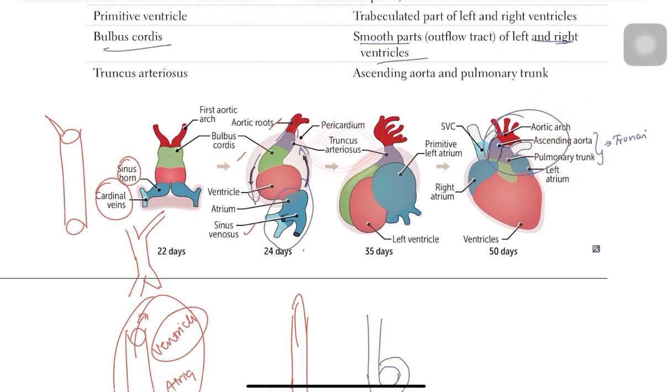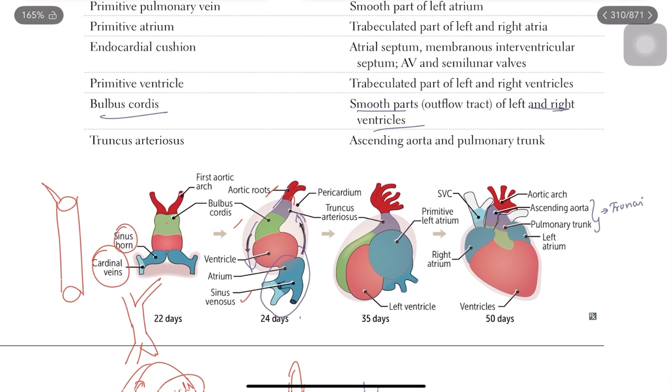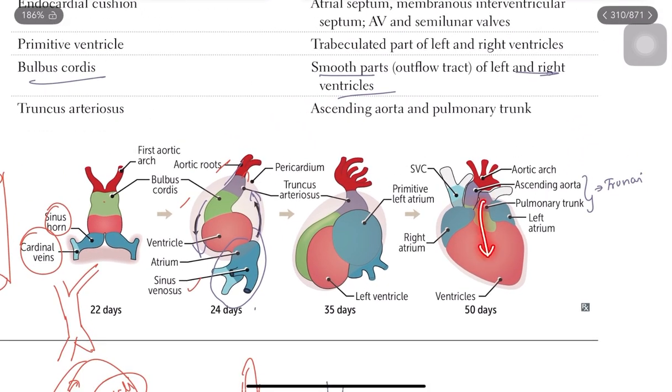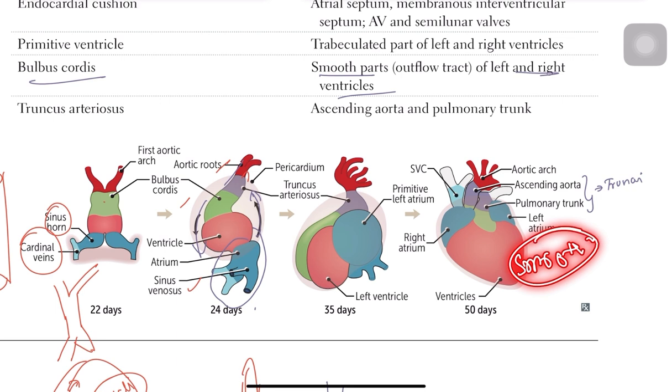See, truncus arteriosus, you compare, these both are forming your outflow tract. So this pulmonary trunk and the aortic arch are forming from your ascending aorta, which is forming from your truncus arteriosus. As we go further downward, which is most caudal, you can see there are smooth parts of your right ventricle and the left ventricle.